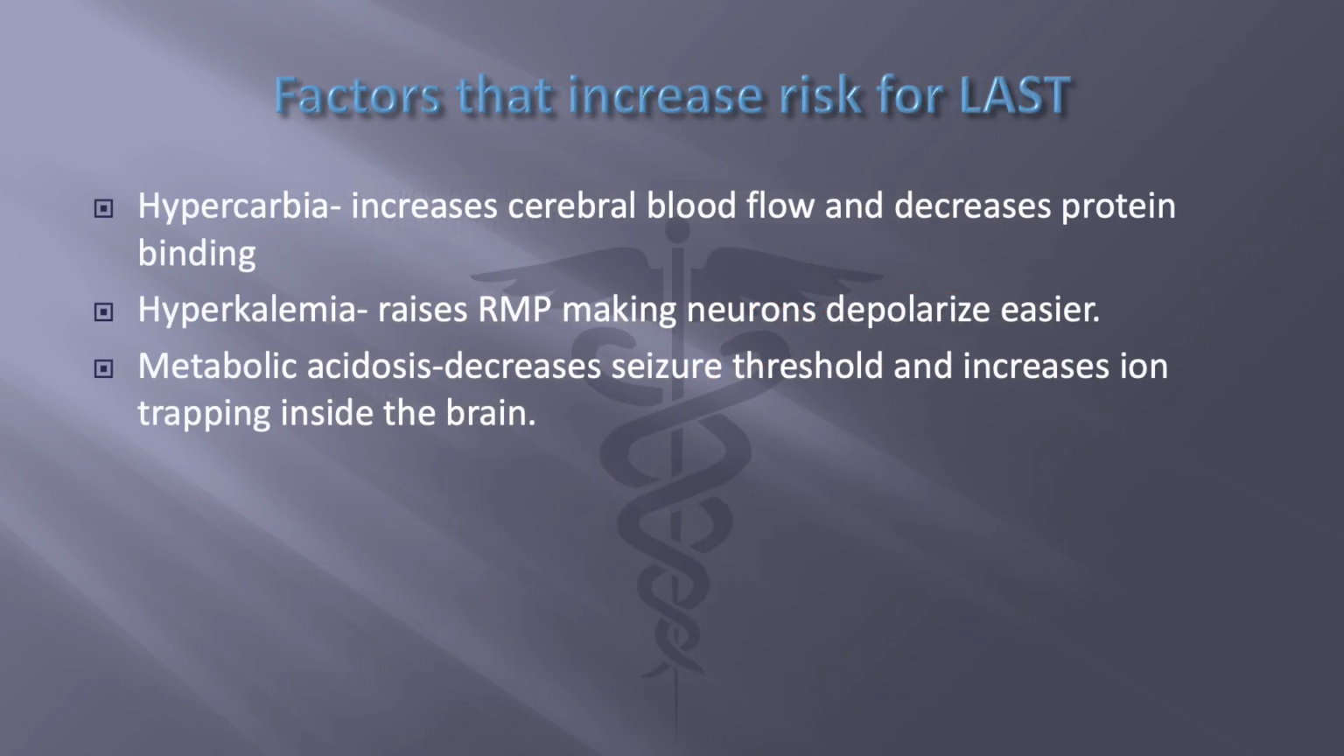So, factors that increase our risk for LAST. That's going to be hypercarbia, which increases cerebral blood flow and decreases protein binding. Hyperkalemia, which raises our resting membrane potential, making neurons depolarize easier. And metabolic acidosis, which is going to decrease the seizure threshold and increase the ion trapping inside the brain.